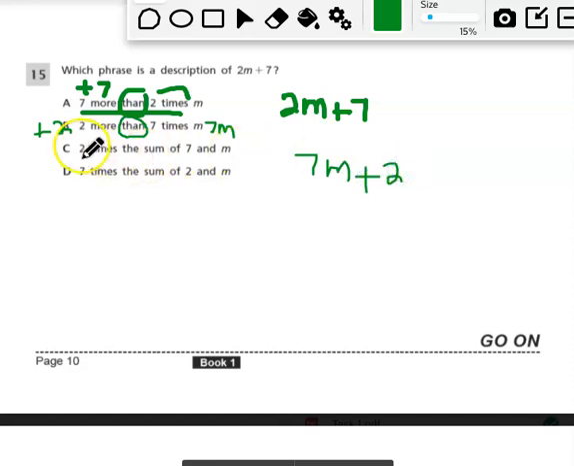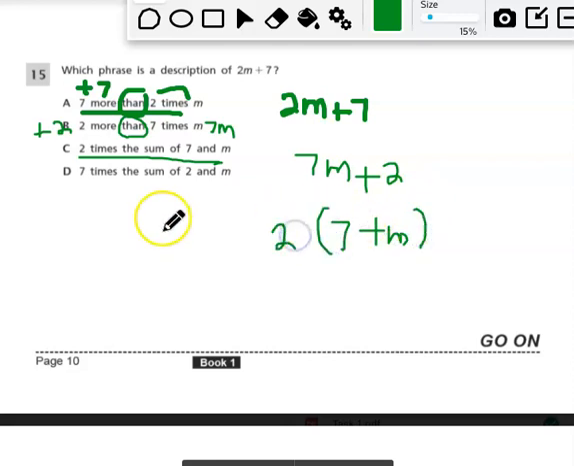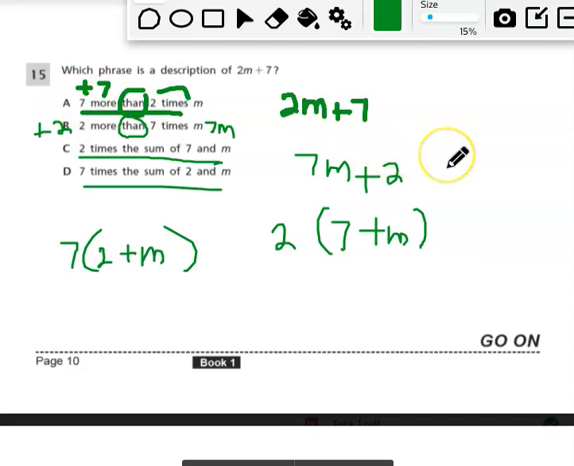Look at the third one. 2 times the sum of 2m of 7. Sum of what? 7 and m. So sum is 7 plus m. And it says twice that, or 2 times. And then the last one, 7 times the sum of 2 plus m. So which one is the answer? So just letter A. And there you go. And there's no letter E.